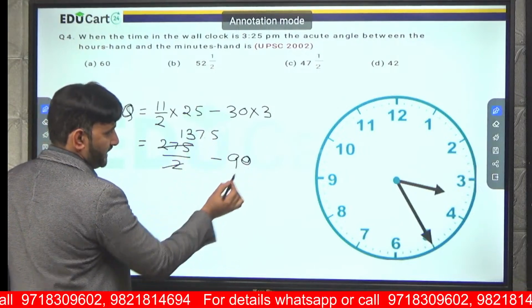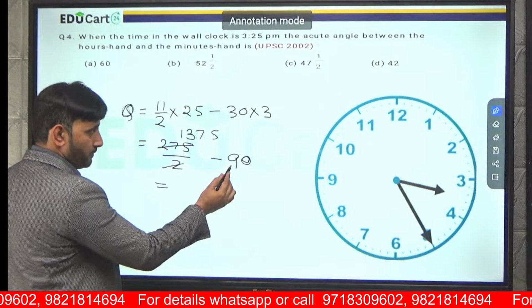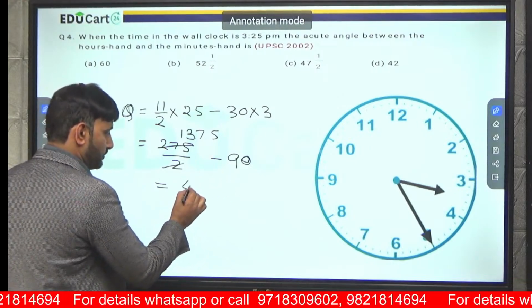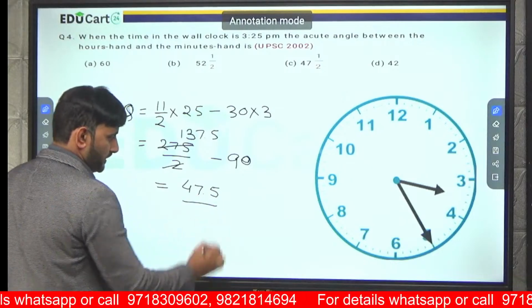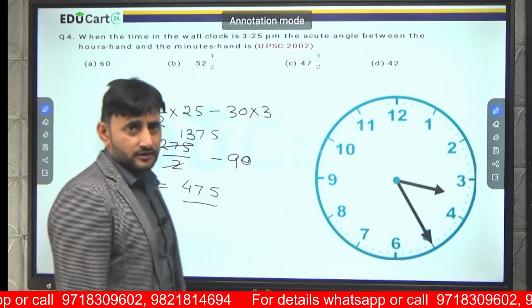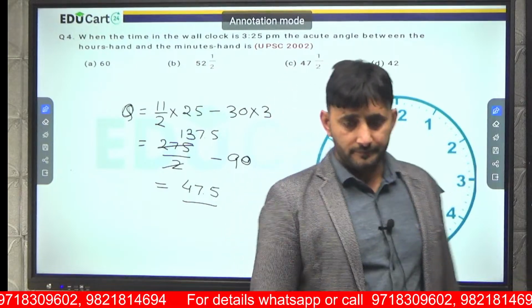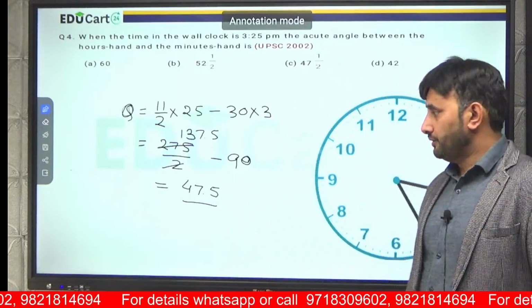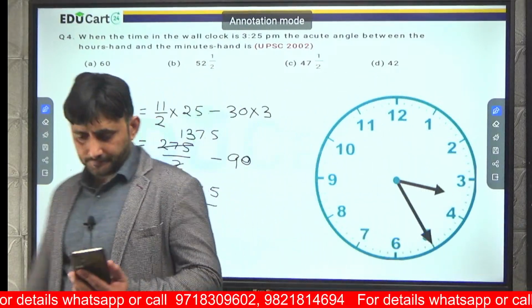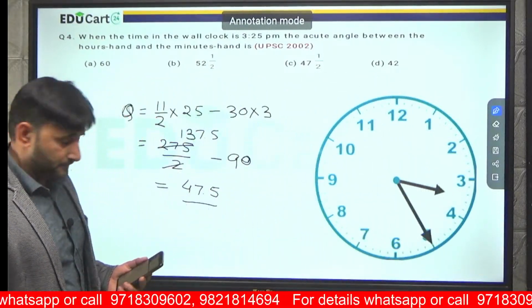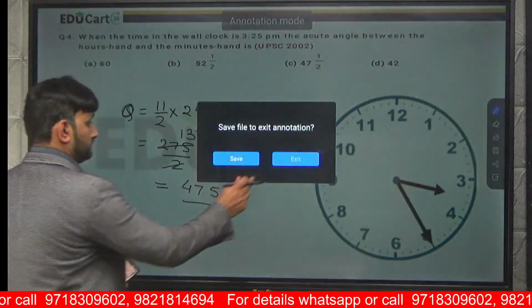137.5 minus 90. What will be the value? 137.5 minus 90 is equal to 47.5. This is the answer. Is it clear, children? 47 and a half. Let us move ahead.